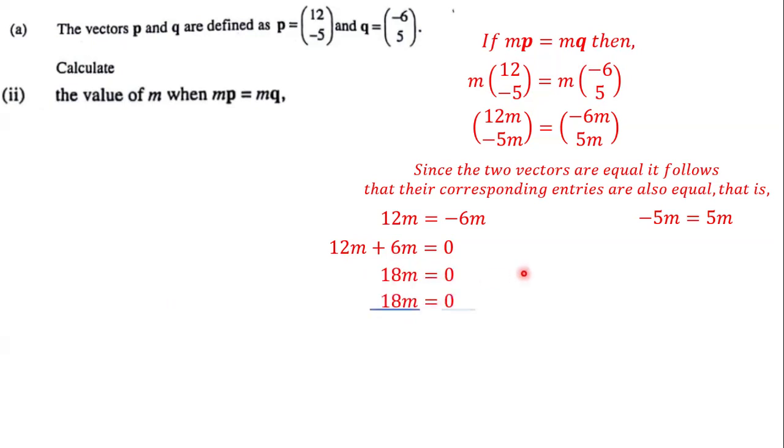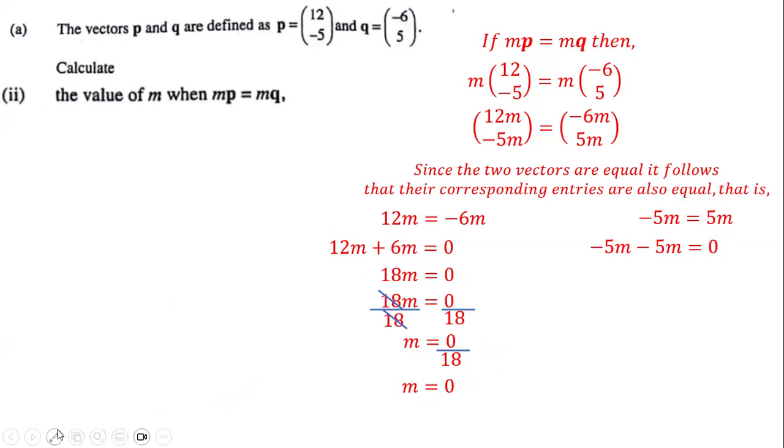We divide both sides of this equation by 18. This cancels with this, so we get that M is equal to 0 divided by 18. And 0 divided by 18 is 0. So M is equal to 0. Let's check on this side. So it's a +5, and we send it over the equal sign.